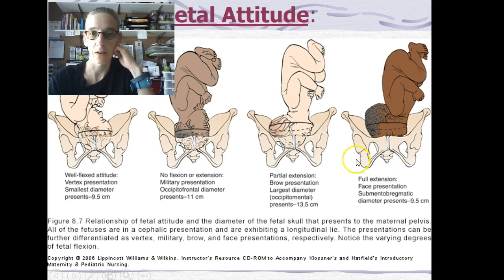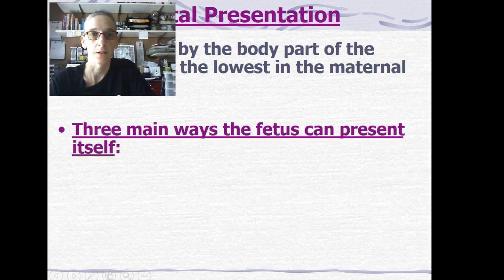These babies come out very bruised, as well as these. Faces will be very bruised if they are able to deliver vaginally. All right, so you want the baby to be in a vertex, well-flexed presentation, or attitude, I guess.